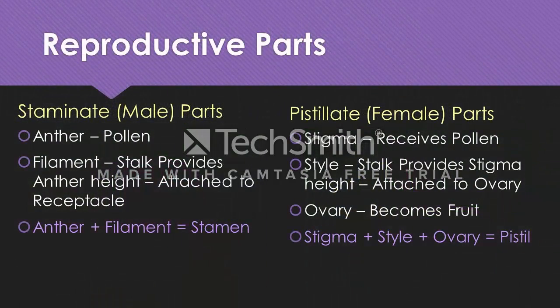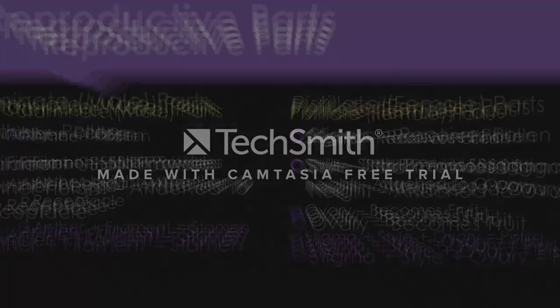Next, let's talk about the reproductive parts of the flower. First, we have the staminate parts, the male parts. This consists of the anther and the filament, which collectively are called the stamen. Then we also have the female parts, or the pistillate parts. These are the stigma, the style, and the ovary, collectively called the pistil.